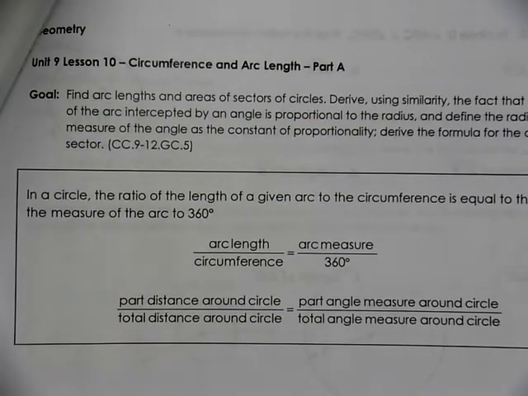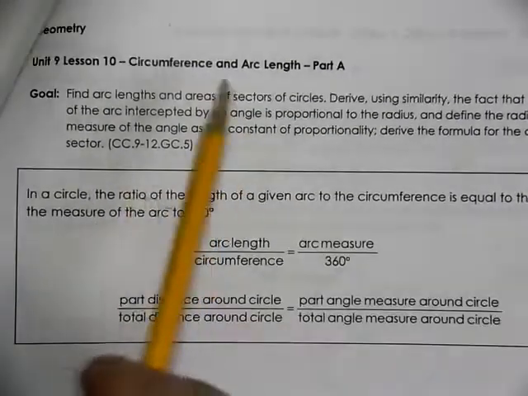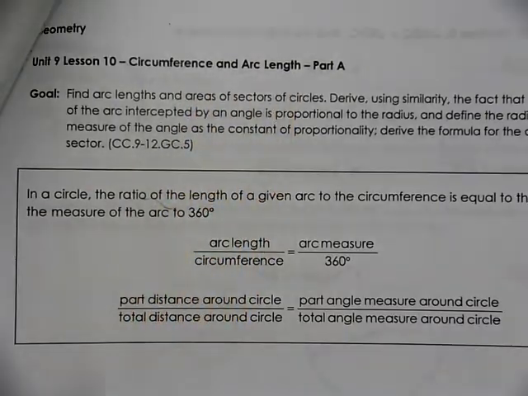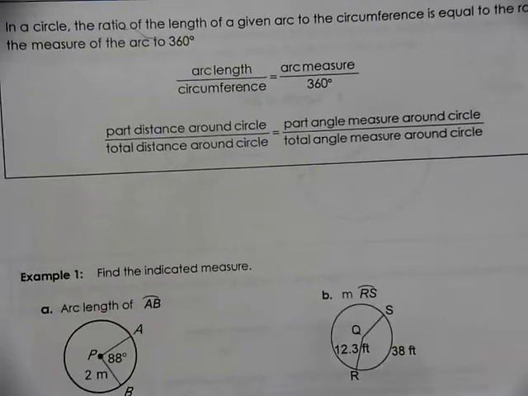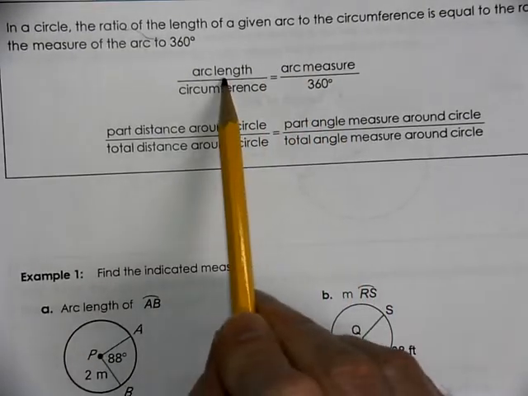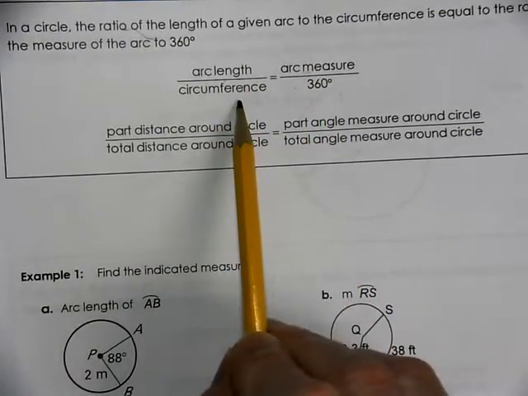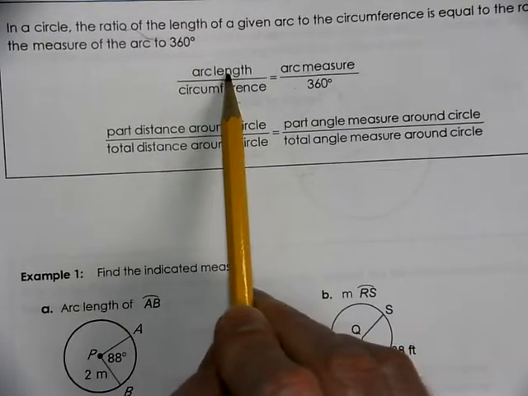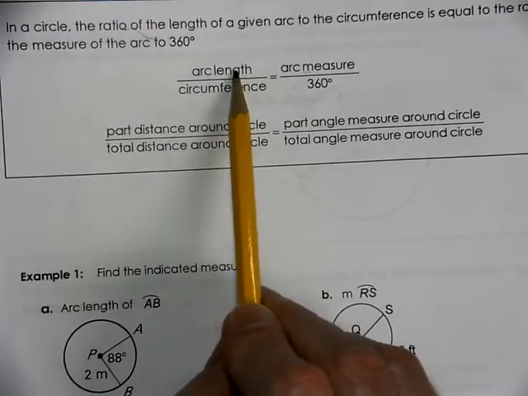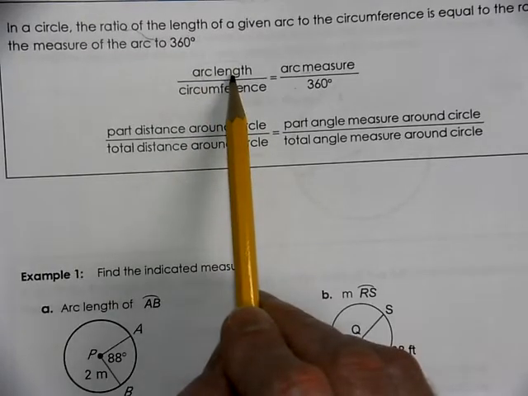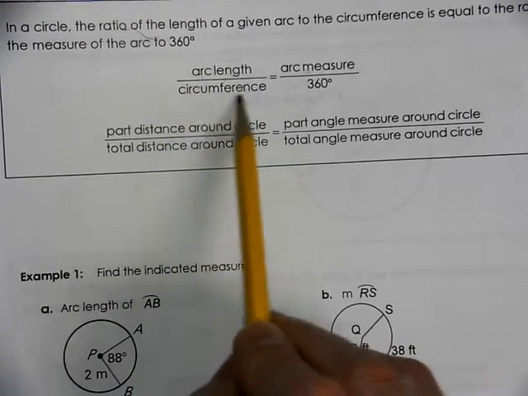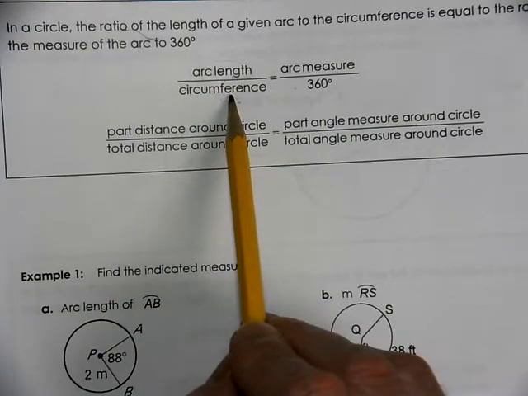This is geometry, working on circumference and arc length. We know that arc length can be calculated by using a proportion. The arc length is part of the circle. It's the length of it. The circumference is the total around the entire circle.